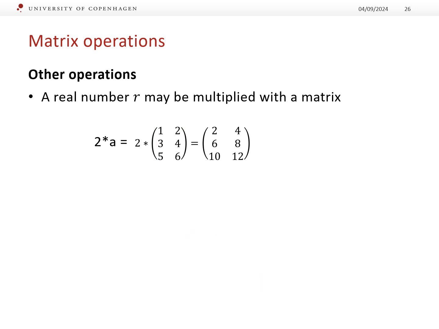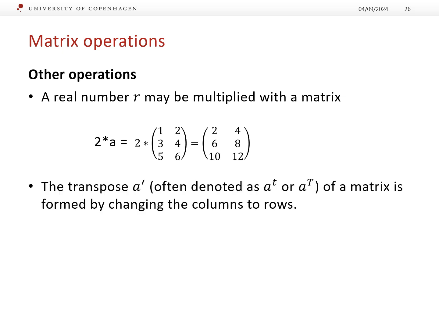Moving on, the transpose of a matrix is formed by changing the columns to rows and is often called A T or A line to say that it is the transpose of matrix A, for example. It is formed by changing the columns to rows. In this case, we have the transpose of A at the bottom now. The first column in A became the first row in A line, and the second column in A became the second row in A line, or A transposed, as we like to call it.